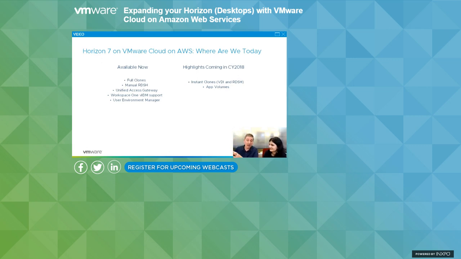So to me, I'm not even joking. I'm learning this right now along with all of you. I did not know that this is coming. I thought instant clones would be impossible on AWS. So that's amazing. See, that's why we have vSphere.